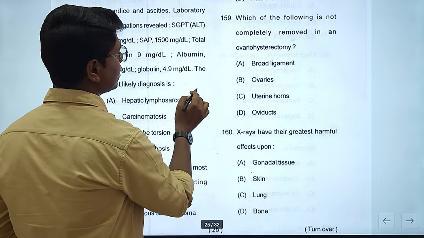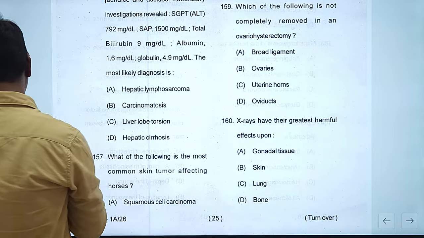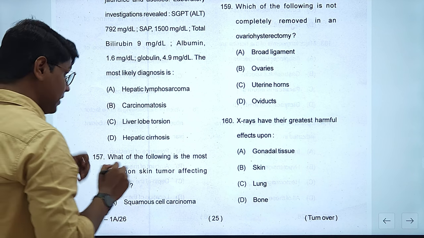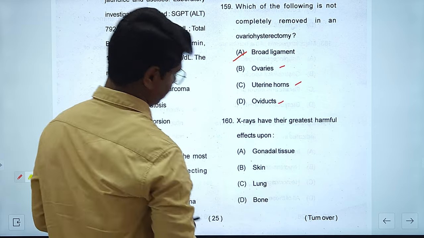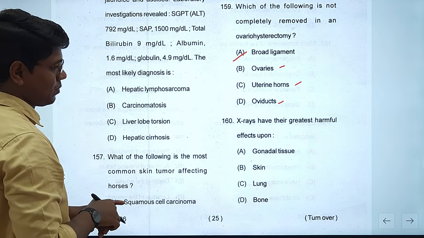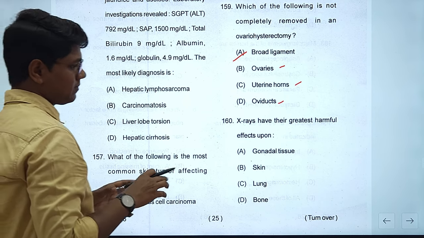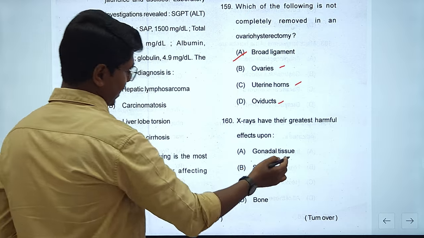Which of the following is not completely removed in an ovariohysterectomy? The answer is broad ligament. Broad ligament is not entirely removed. Ovaries removed, uterine horns removed, oviducts also removed. X-rays have their greatest harmful effects upon the tissues which are highly dividing. On those it will have effect, like gonadal tissue.